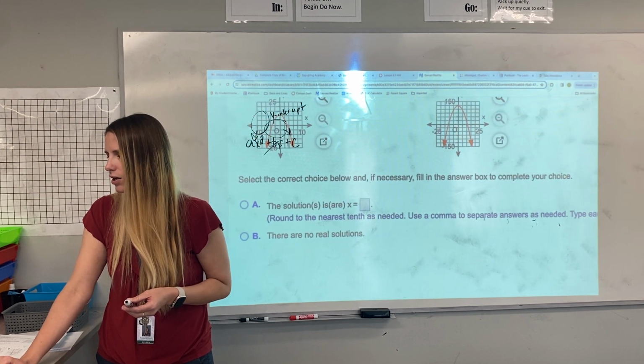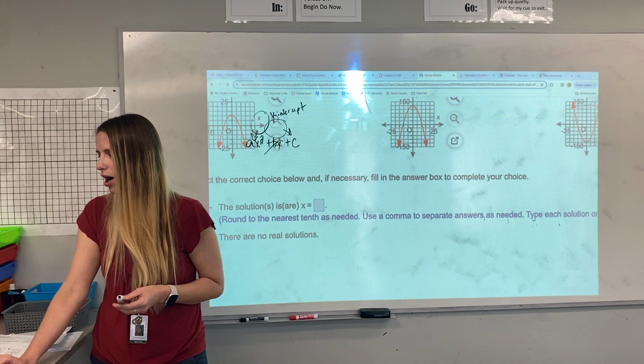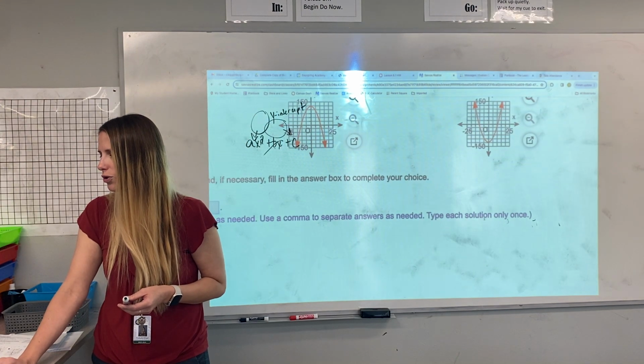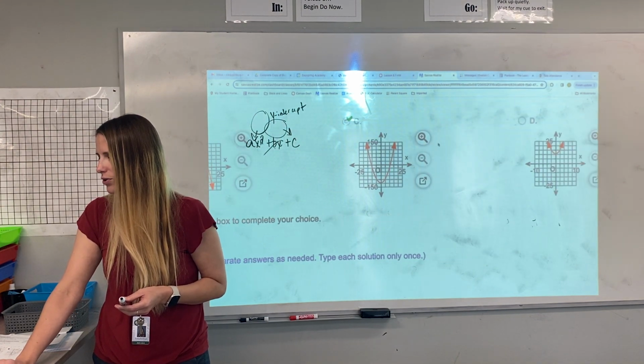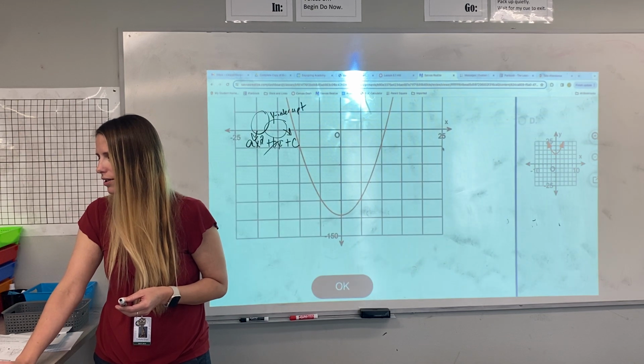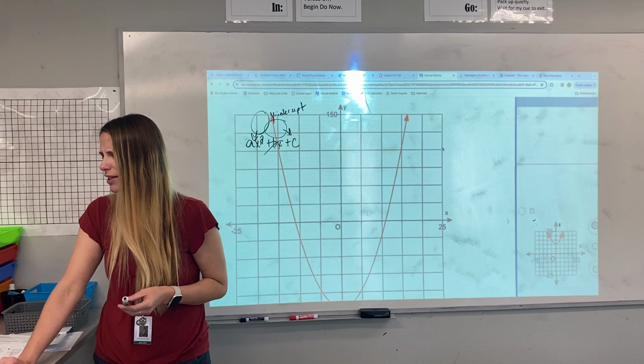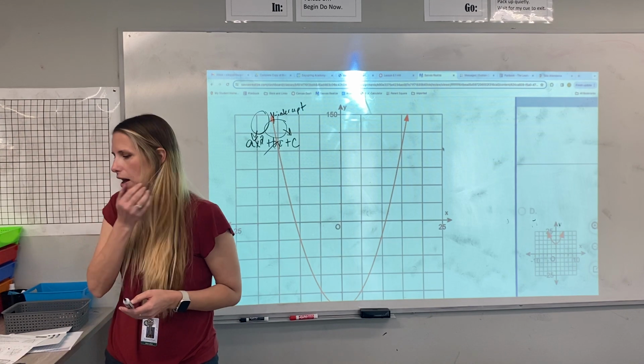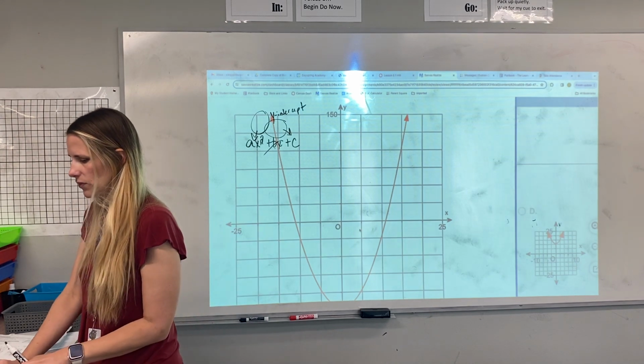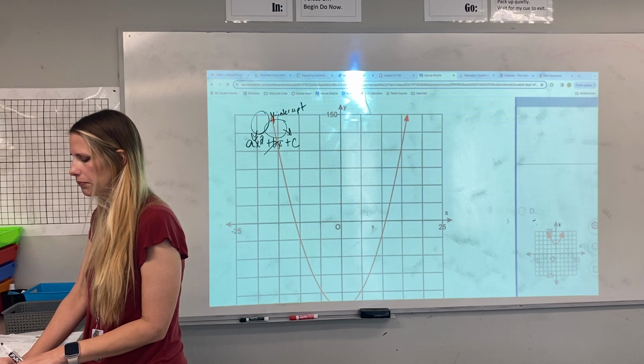Now it says the solutions are, okay, we're going to have to zoom in on this to get those solutions. Let's pop it out. How are we supposed to get those solutions? It goes to 5. I can tell you how.